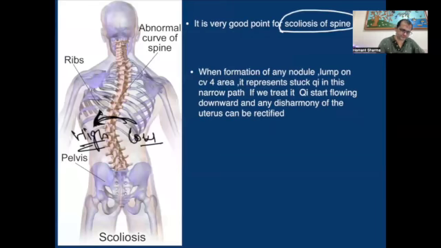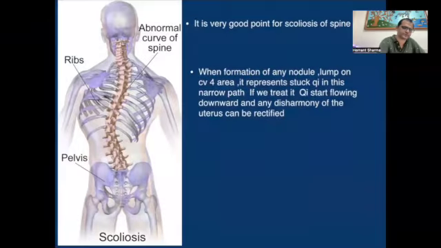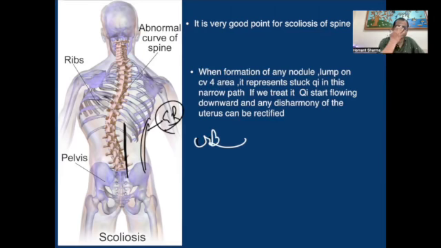Because if we see here, as per the concept of meridian, we know the urinary bladder passes from here, right? The gallbladder meridian passes from the side. So if we are working on the liver, it will treat the gallbladder. If we are working on the kidney, it will treat the urinary bladder. We will be able to remove all the blockages. So CB4 is a very good point which has been considered as a point for scoliosis.